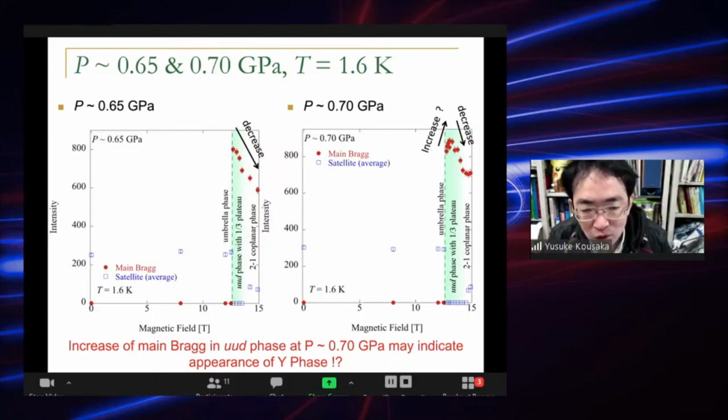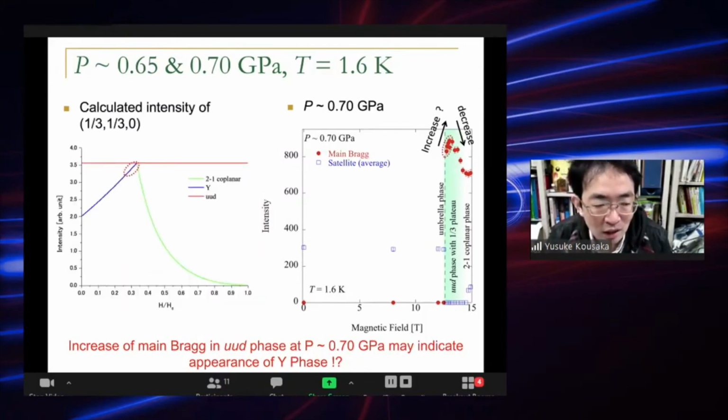But in the case of 0.70, when we observe the satellite peak at 1/3 Q, it increases with increasing field, then stays slightly flat in a very small region, and then decreases. So it may be one piece of evidence that it may form the Y phase.